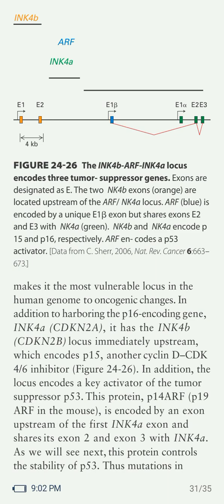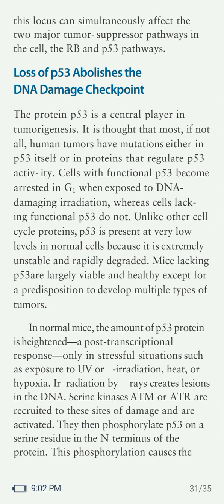This protein, P14ARF, P19ARF in the mouse, is encoded by an exon upstream of the first INK4A exon and shares its exon 2 and exon 3 with INK4A. As we will see next, the protein controls the stability of P53. Mutations in this locus can simultaneously affect the two major tumor suppressor pathways in the cell, the RB and P53 pathways.